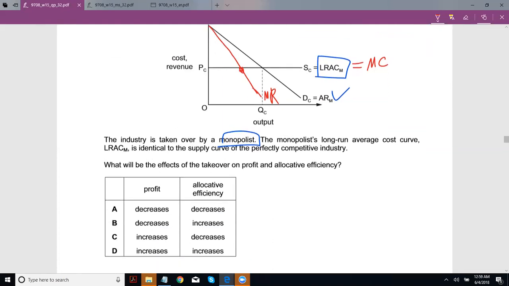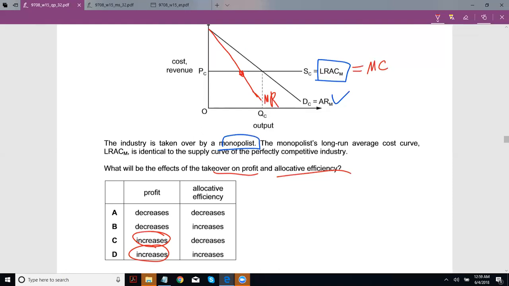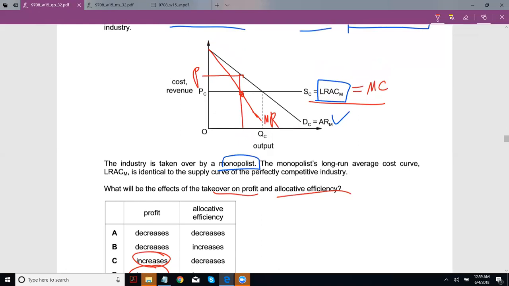So the takeover on profit and allocative efficiency. Your profit itself should increase, right? Because your monopolist obviously makes more profit. But wait, profit should decrease, don't you think? Because if the MC was upward sloping, the price should have been somewhere higher up. This is the price you're charging. So I don't believe so. If you think about it, your MC is horizontal, and you're charging a higher price for a little less output. I'm not too sure about the effect on total revenue here, but your cost should be decreasing then, right?